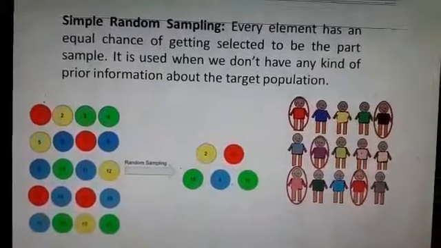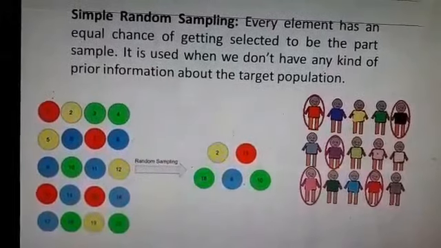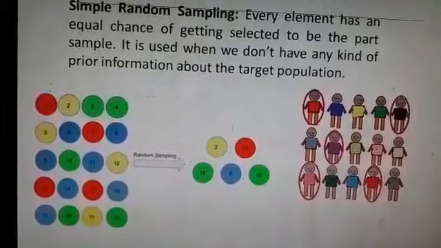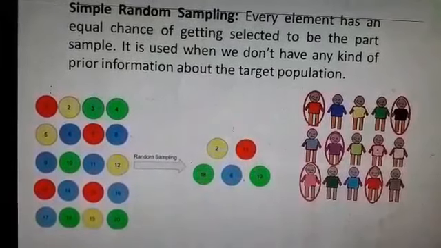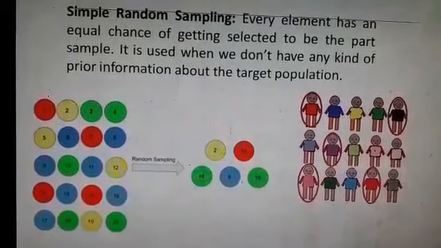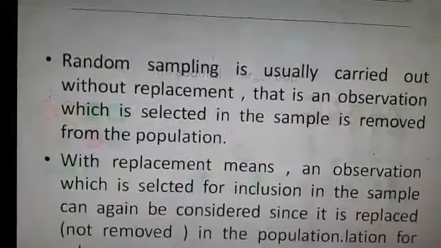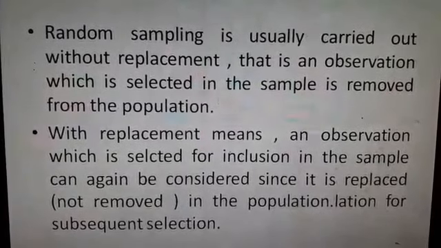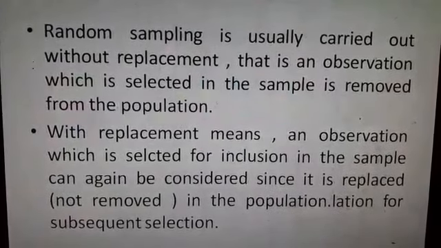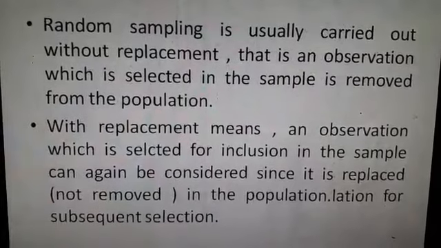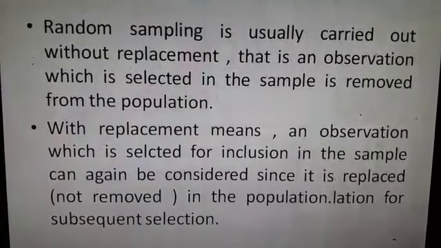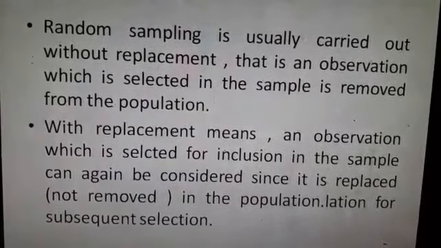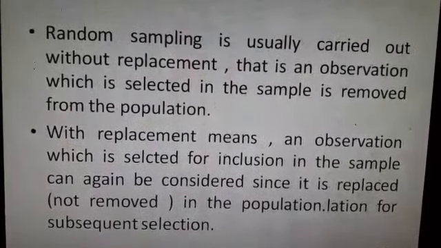This is simple random sampling, where every element has an equal chance of getting selected to be part of the sample. If you can see from these green, yellow and red dots, we randomly pick and select the sample. Random sampling is usually carried out without replacement, that is, an observation which is selected in the sample is removed from the population. With replacement means an observation which is selected for inclusion in the sample can again be considered since it is replaced in the population for subsequent selection.